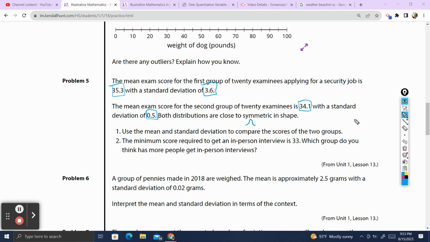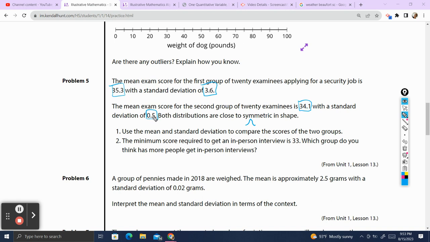So let's talk about this. The mean of the first group is 35.3, and the mean of the second group is 34.1. And the mean in both groups is actually pretty similar. However, we see that the standard deviation for both groups is dramatically different. What this means is there's a lot more students that scored 3.6 or more points below 35 and 3.6 above 35. So we have lower scorers and probably higher scorers in this group over here.